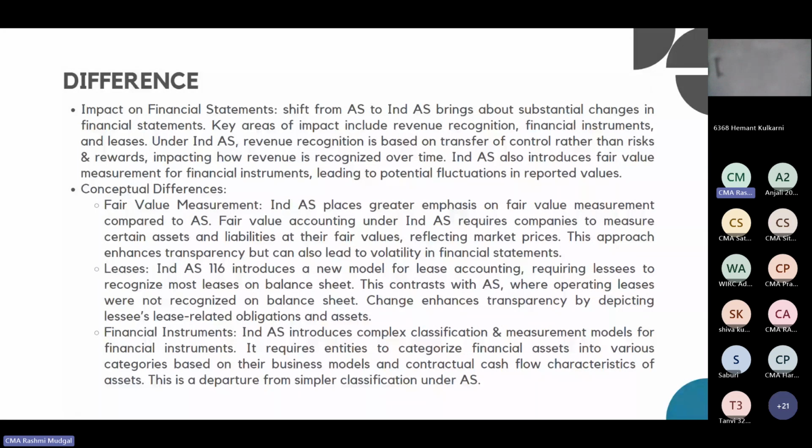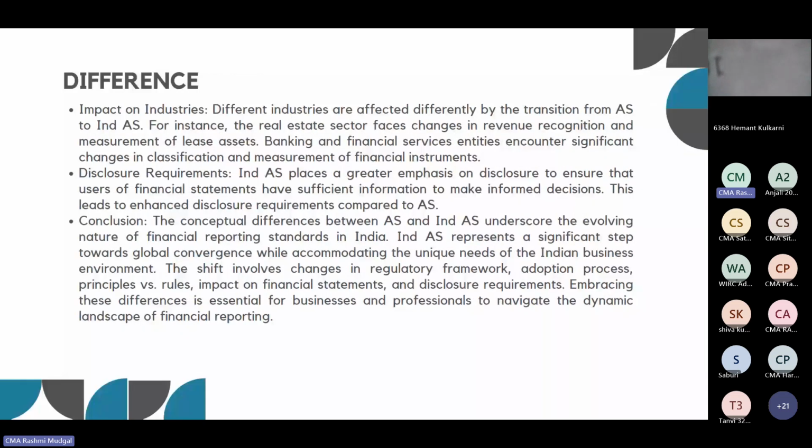Okay, so next we come to the impact on industry. What is the impact on the industry? We can see banking and financial services came under it compulsorily after 2019, because banks were not running properly, so we put them into this as well. This was the four phases of Ind AS where we can see the industry is also being covered. The real estate sector faces challenges in revenue recognition and measurement of lease assets also. Different industries are affected differently at the transition to Ind AS. Okay, disclosure requirement is also there.